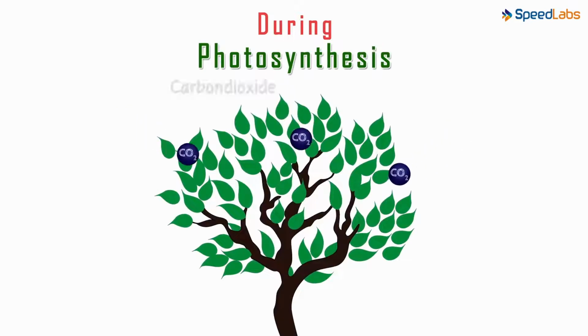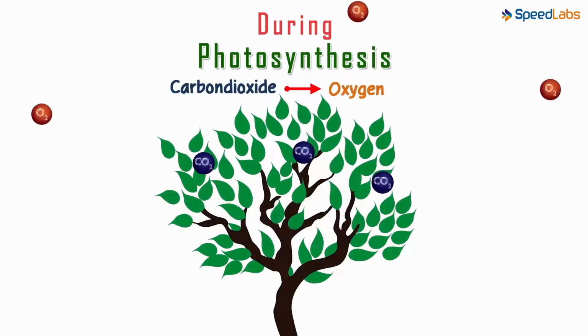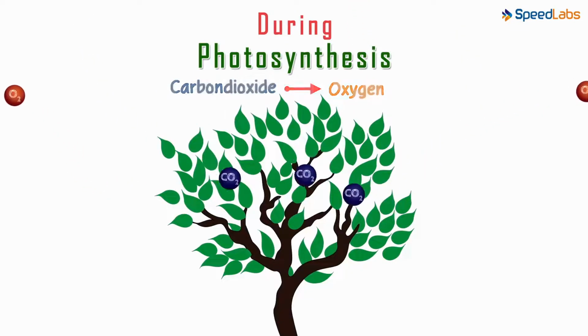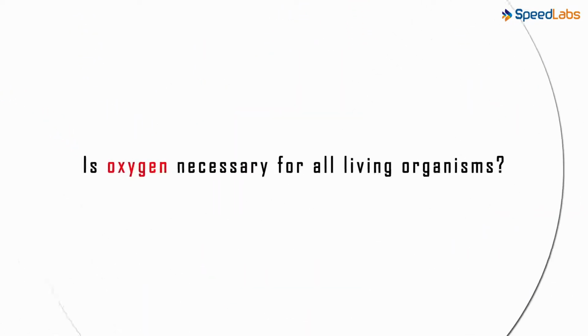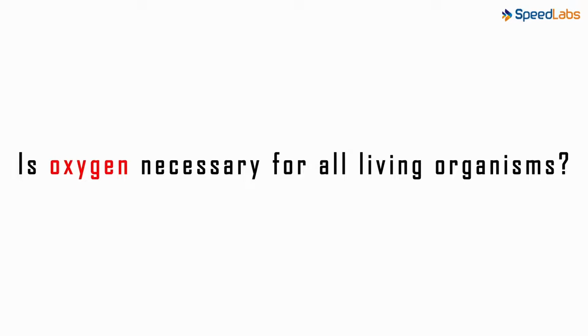During the process of photosynthesis, plants use carbon dioxide and release oxygen. This also helps to keep the levels of carbon dioxide under control. But do you think oxygen is necessary for all living organisms?